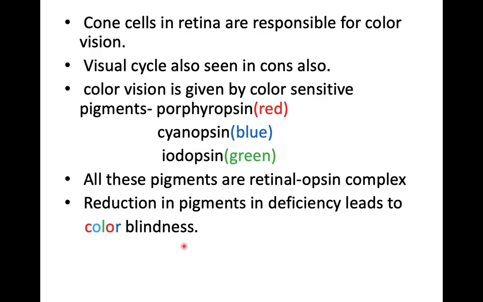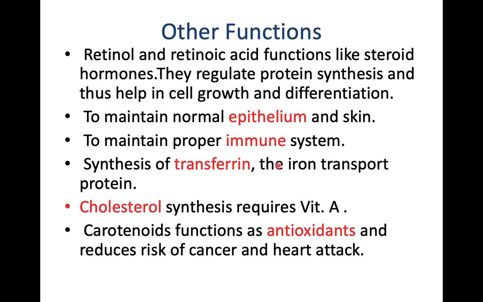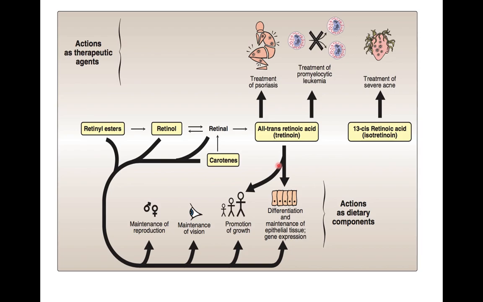So suppose a person has color blindness, which is common even in normal healthy individuals. If a person cannot see the blue color, then there are chances of a deficiency or absence of this particular pigment, cyanopsin. Similarly, if there is a deficiency of the respective pigment, then a person cannot see the red or green color or cannot differentiate the colors.